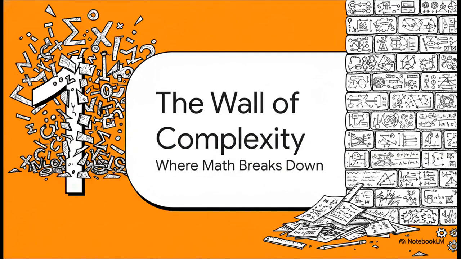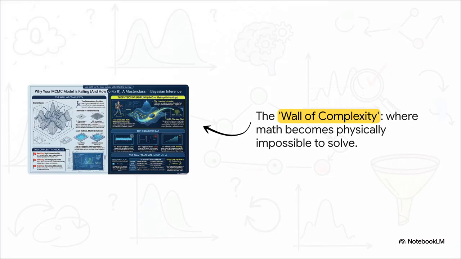And that brings us to our first big idea, what I like to call the wall of complexity. This is that point where all the beautiful, elegant math we learn in textbooks just completely shatters when it meets a messy, real-world problem. So what is this wall? Well, it's the point where the math just becomes physically impossible to solve. Seriously. See, as you add more and more variables to your model, to make it more realistic, the search space of possible answers just explodes. It turns into this crazy high-dimensional landscape.